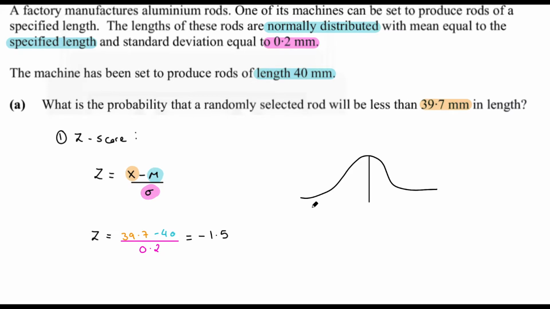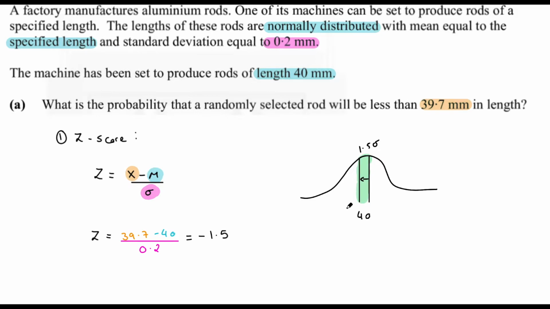So remember, it's normally distributed. That means that the mode, the highest point on the curve, and the mean are the same, which is 40. So we put 40 right down the middle. Then we're going to have our minus 1.5, which is going to be to the left of that 40. So we're looking for that region below minus 1.5. So we're 1.5 standard deviations away on the negative side, so to the left of the mean.